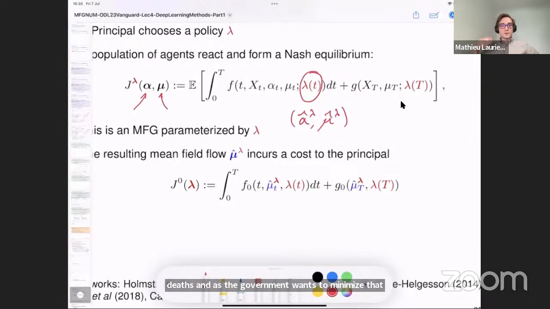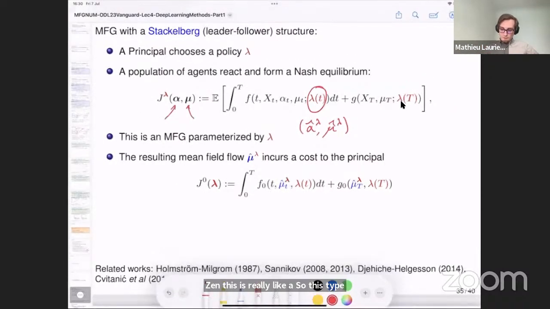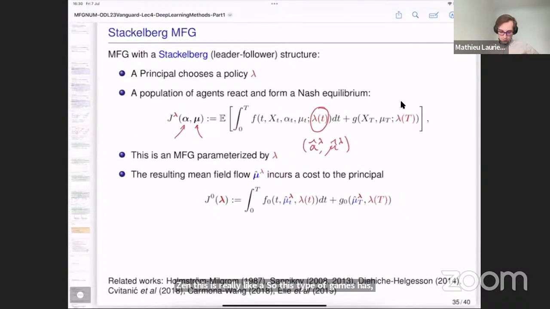So you cannot control people, you cannot force people to stay inside. Well, sometimes you can, maybe with a hard lockdown. But if you are in a situation where you want a smooth control, maybe incentives rather than hard control, so if you want to incentivize people to behave in a certain way, then this is really like a Stackelberg mean field game. So this type of games has probably applications in many settings.